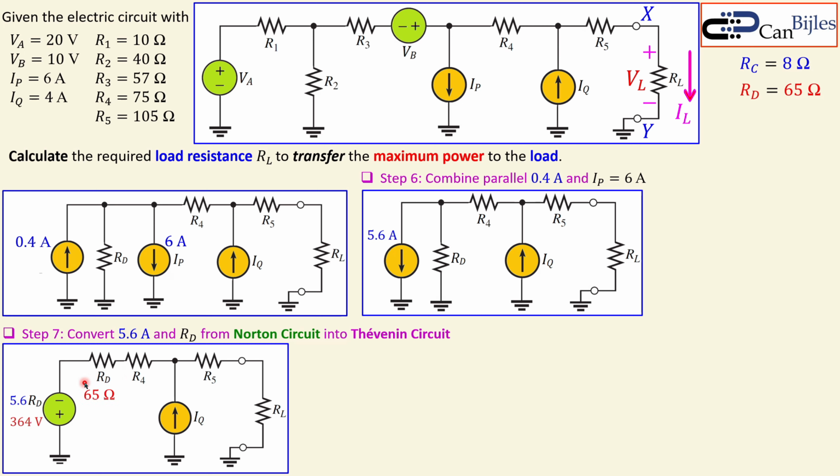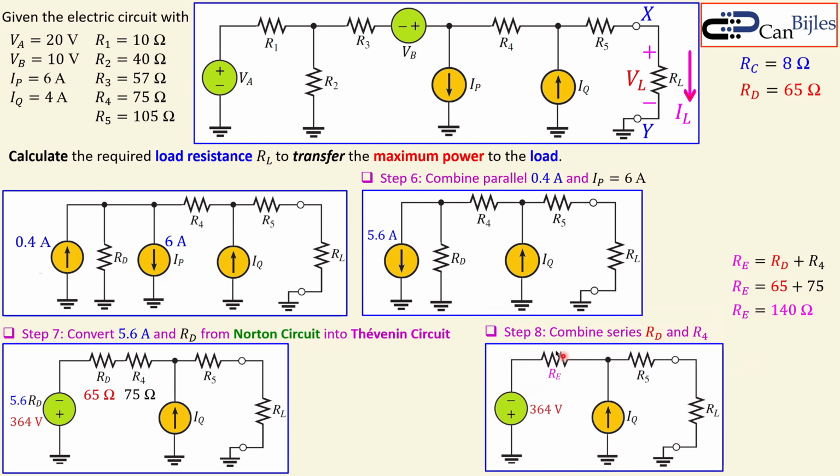Now we can combine them. So the next step will be then this 65 and this 75 of R4 can be combined to get a new resistor, just one resistor. So we can say, let's call it RE. So I go actually from RC, RD, and RE. So I will just produce a new resistor name. That will be just 65 plus 75 will be 140 ohms. So the circuit now becomes this. You can see it is still nice, and it is also much simpler than the original circuit. Now we have the RE in series with that voltage source of 364 volts.